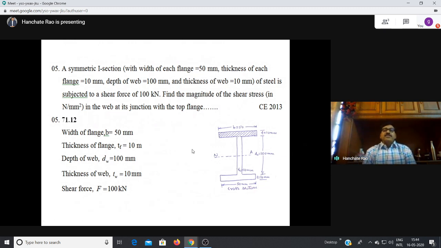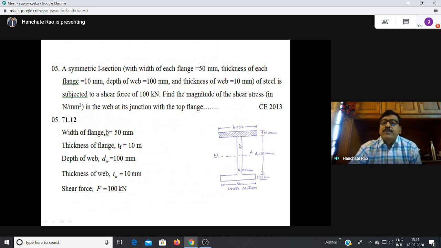A symmetric I-section with the width of each flange equal to 50 mm, thickness of each flange equal to 10 mm, depth of web equal to 100 mm, and thickness of web 10 mm, is made up of steel. It is subjected to a shear force of 100 kilonewtons. Find the magnitude of shear stress in the web at its junction with the top flange.